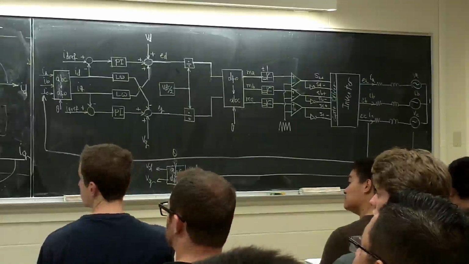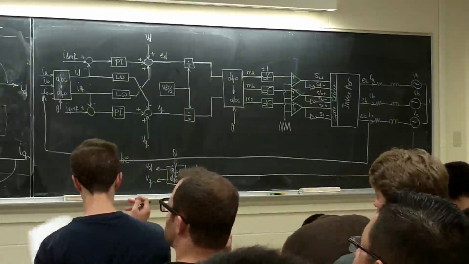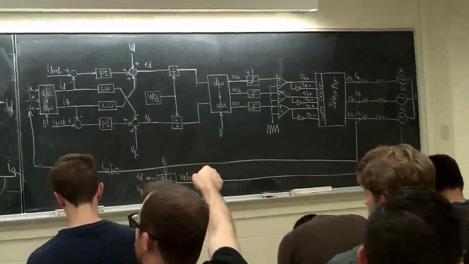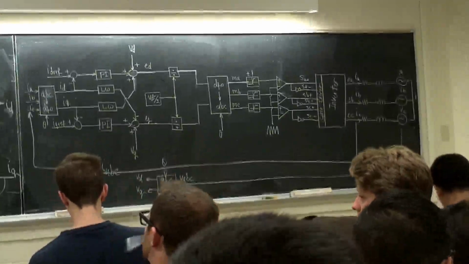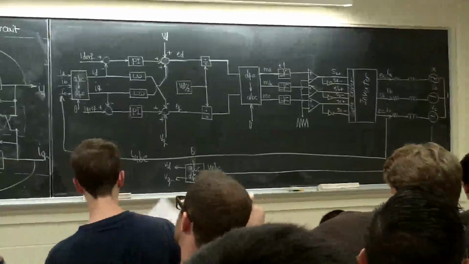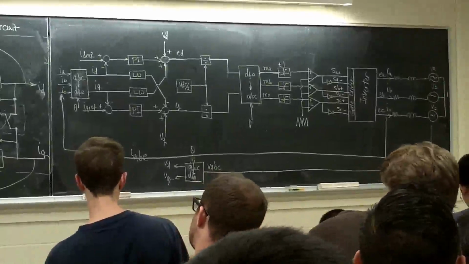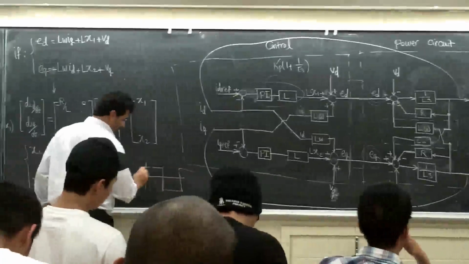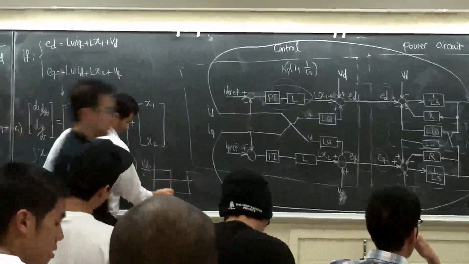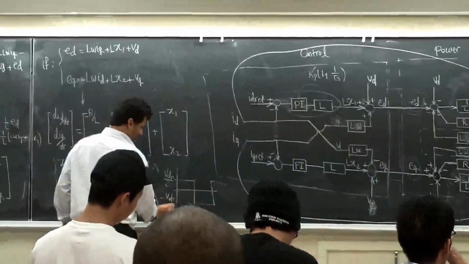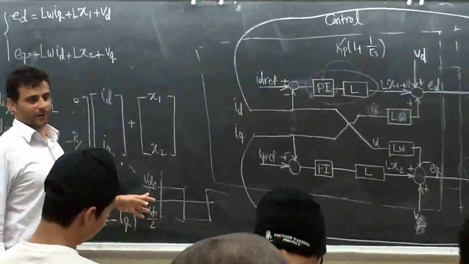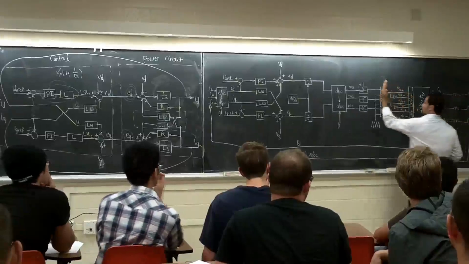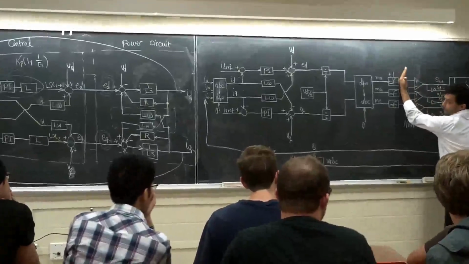Let's take a little break and just talk about it. Why do we normalize by VDC over 2 instead of the maximum of the fundamental? Because if you look at it, remember we had something like this, right? VDC over 2, VD minus VDC over 2. Just divided by this, it is going to be 1, right? You know what I'm saying?